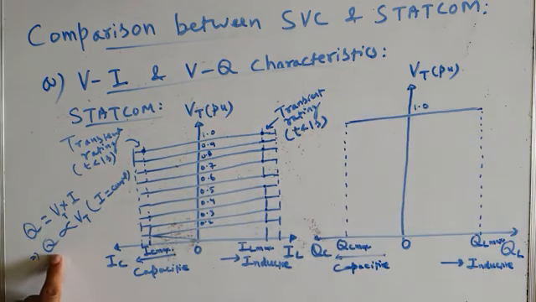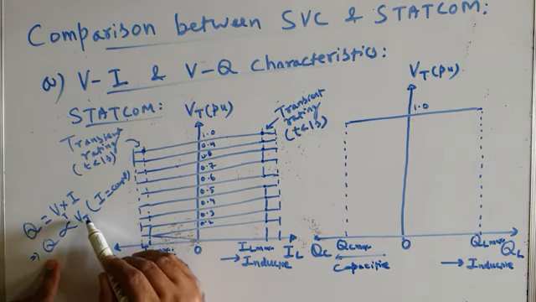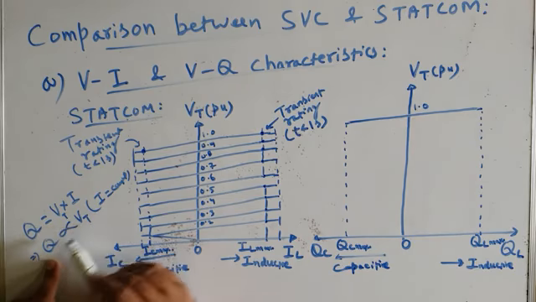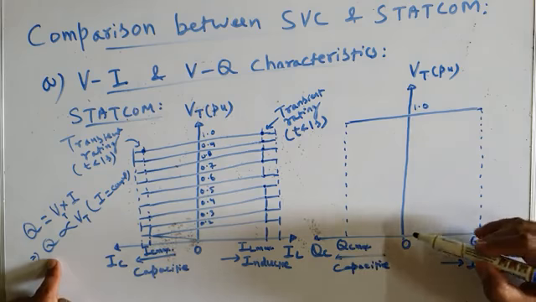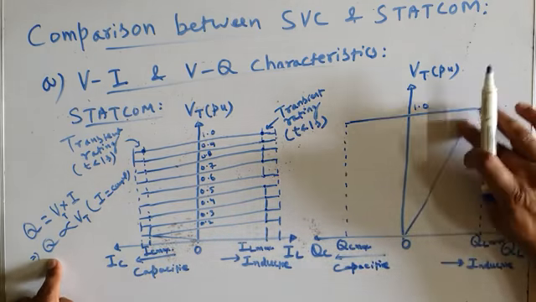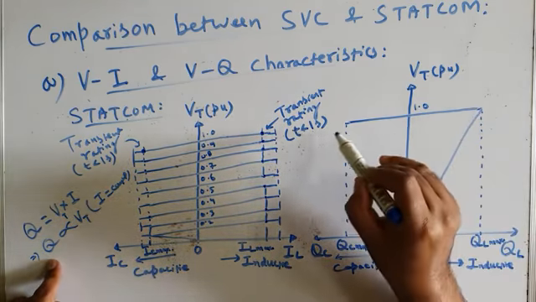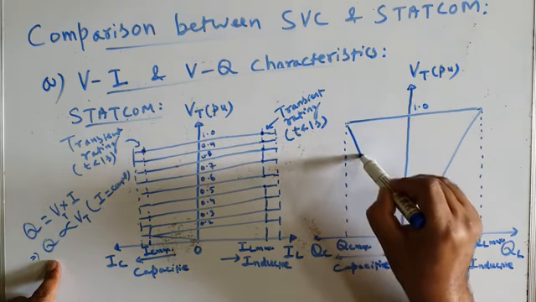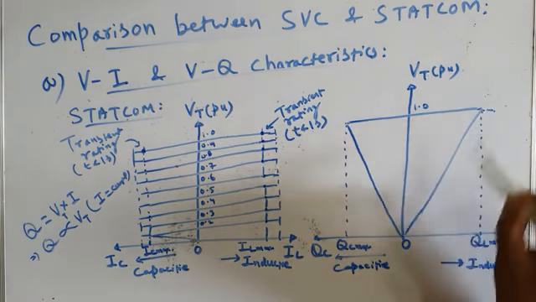And this equation tells us that as the terminal voltage decreases, the reactive power linearly changes with terminal voltage. If terminal voltage decreases by 10%, the reactive power drawn by the STATCOM also decreases by 10%. So it has a linear relationship like this. So you can show it like this, in the inductive region, and this is for the capacitive region. Okay, so let me first of all complete these characteristics.